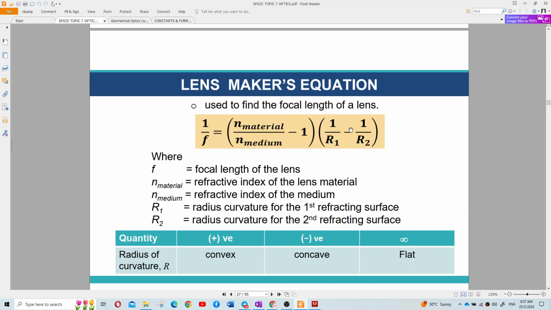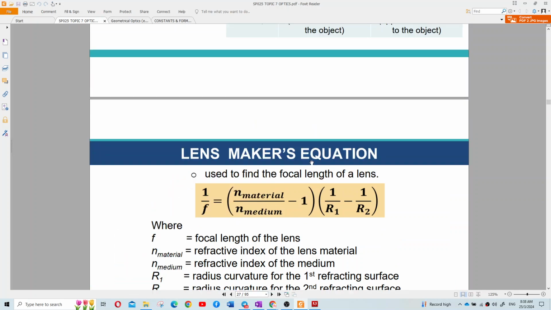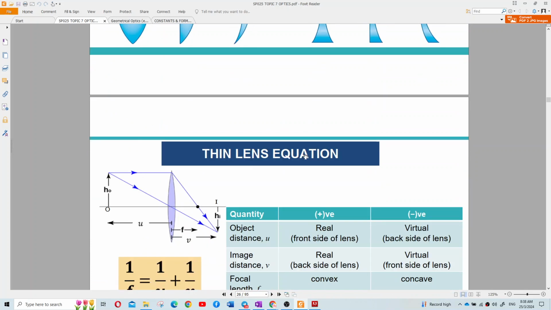With this one, 1 over focal length, you have to look at the refractive index of the lens material and also the refractive index of the medium, that means the medium around the lens. So, minus 1 over R1 minus 1 over R2. It's not 1 over R2 minus 1 over R1. It's 1 over R1 minus 1 over R2. Radius 1, radius 2. This is a longer equation, and this is for the thin lens.